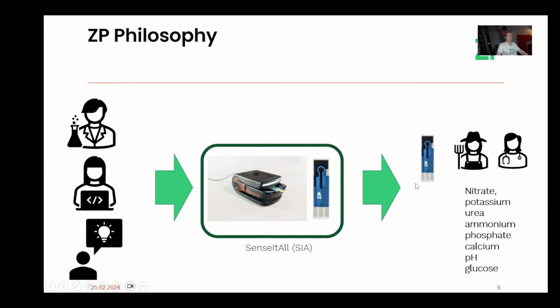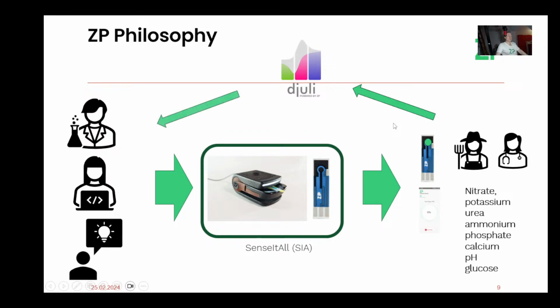So even though I'm going to talk about screen printed electrodes today, screen printed electrodes from ZP would actually fit onto our Sensi-All platform, and that would really help people translate their lab work into products that you can actually give to clients. And the nice thing about the Sensi-All platform is it's also cloud enabled. So actually all the data goes to the cloud, all the raw data.